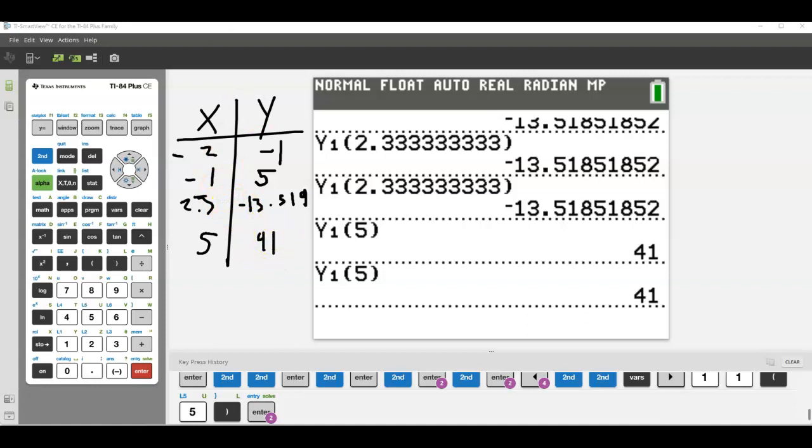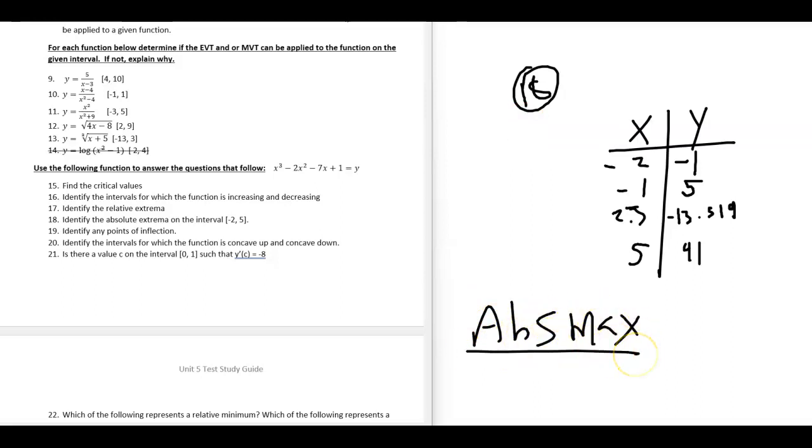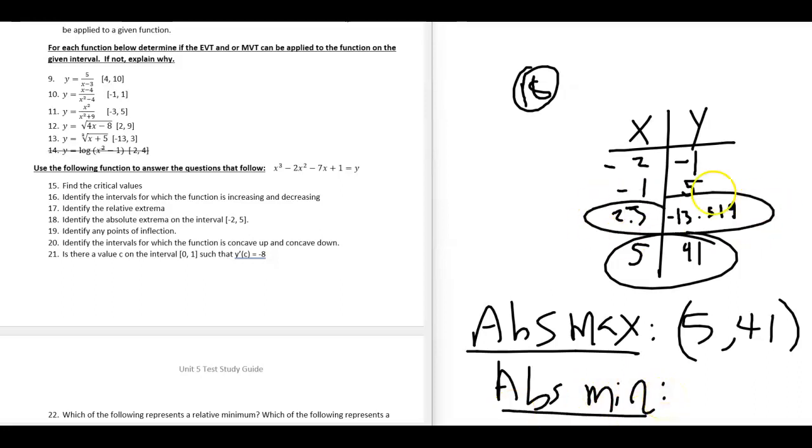All right. So now we're ready to identify our absolute max. So for the absolute max, that's the point that has the highest y value, which is right here. So 5, 41 is the highest value. And as for my absolute minimum, that's the lowest value, which looks like it would be this one here. So that's 2.3 with a bar on top, followed by negative 13. And just remember, in calculus, we like to round to the thousandths place. So make sure you include 3 decimal places there.